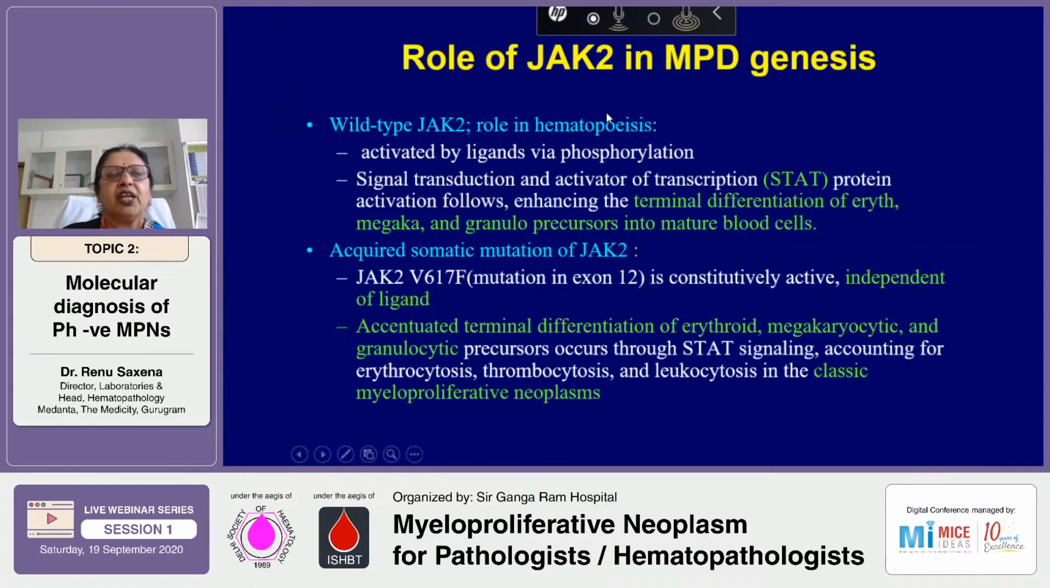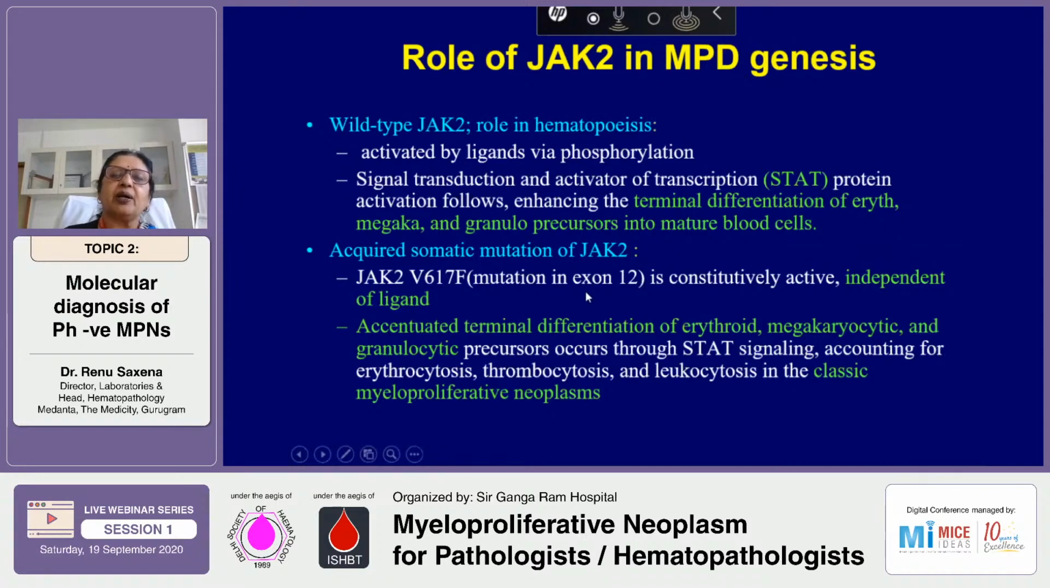myeloproliferative disorder? If you know the role of JAK2 in hematopoiesis, what happens in mutation will follow. So normally what does JAK2 do? It is actually activated by ligands, and this causes activation of the STAT proteins, and therefore it enhances the terminal differentiation of erythroid, megakaryocyte and granulocyte precursors into mature blood cells. Therefore, it follows that anything that is going to stimulate this STAT protein further or make it independent of activation by ligands is going to cause unlimited differentiation of all these three lineages.